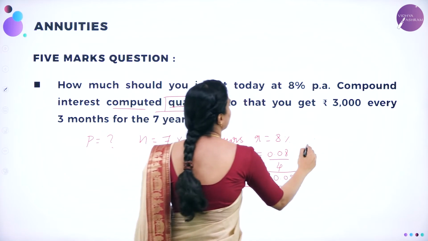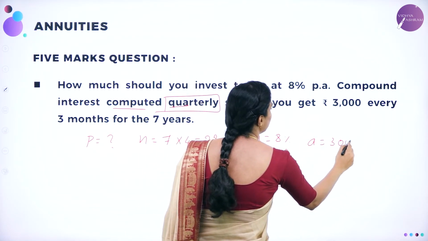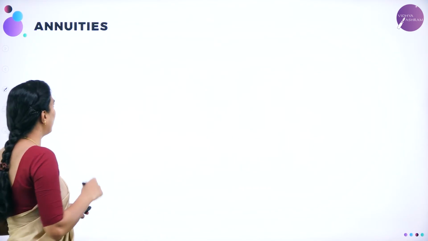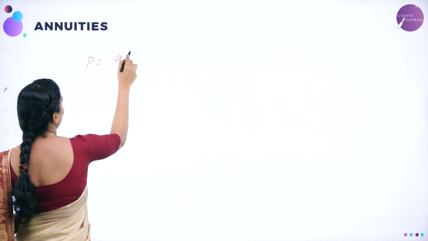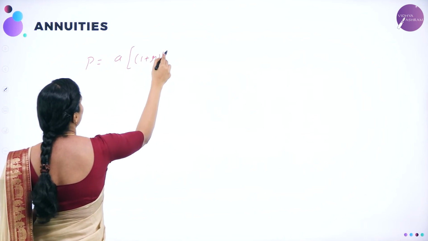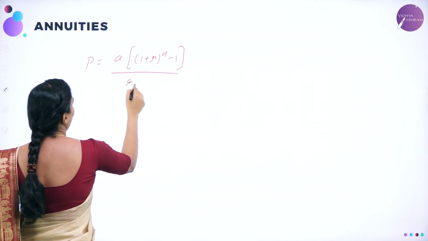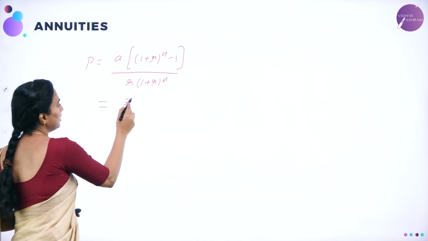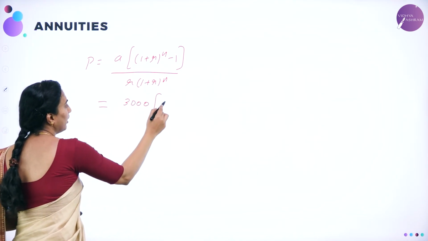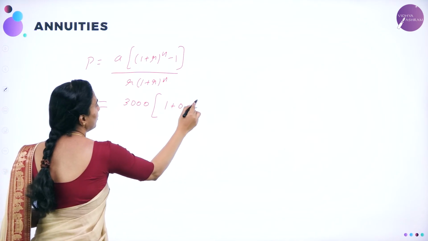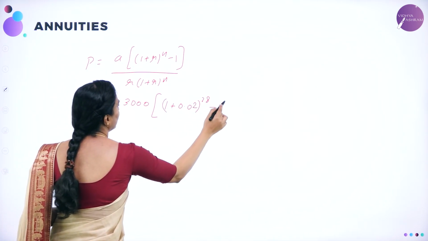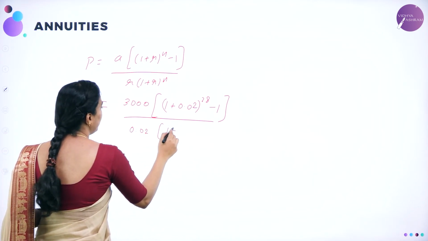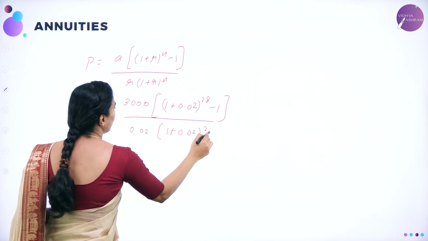And the amount, she has to get rupees 3,000 every 3 months. You need to calculate now the present value. It will be what? So present value is given by the formula A into (1 plus R) to the power of N minus 1, divided by R into (1 plus R) to the power of N. Now A is nothing but rupees 3,000 into (1 plus R, R is 0.02) to the power of N, N is 28, minus 1, divided by R, which is 0.02, into (1 plus 0.02) whole to the power of 28.